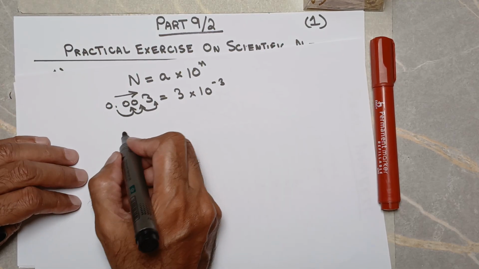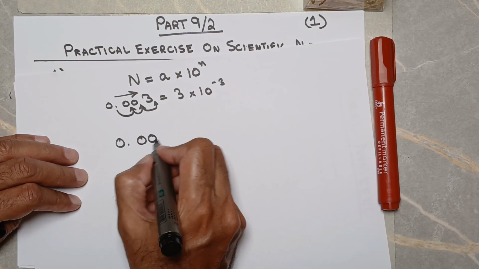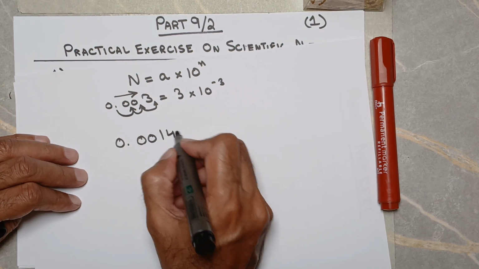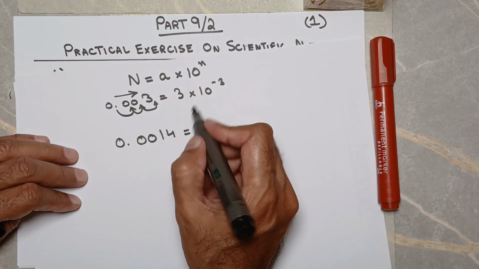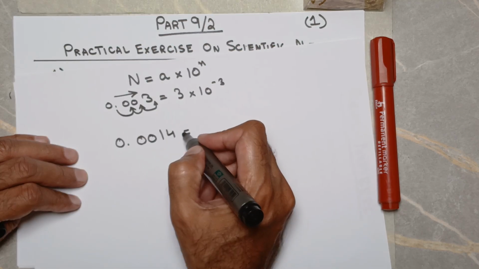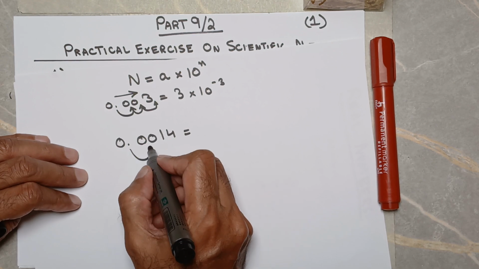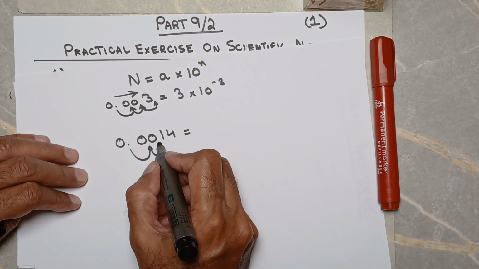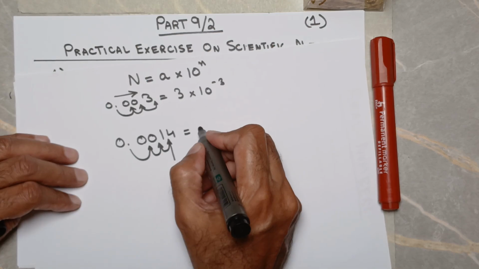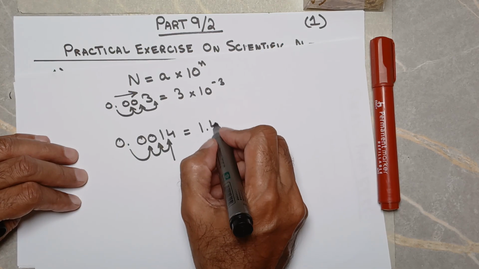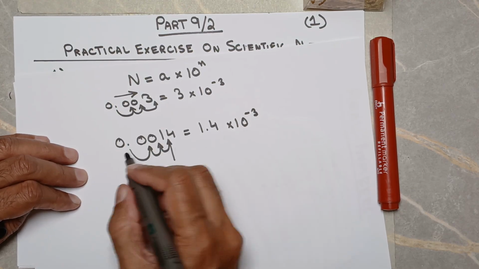Let me take another example. Suppose that I have 0.0014. Now I am going to represent it in the scientific notation, and again I am going to move this decimal 3 places to the right. First place, second place, third place. This is my final part. So it will be written as 1.4 multiplied by 10 raised to the power minus 3.